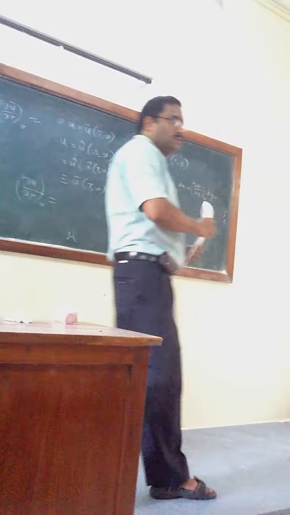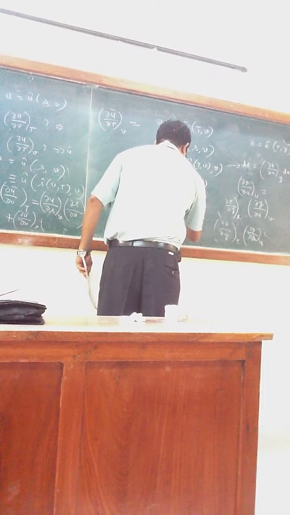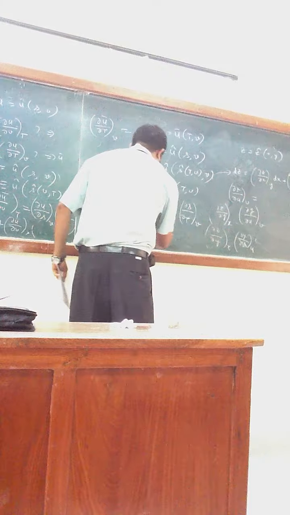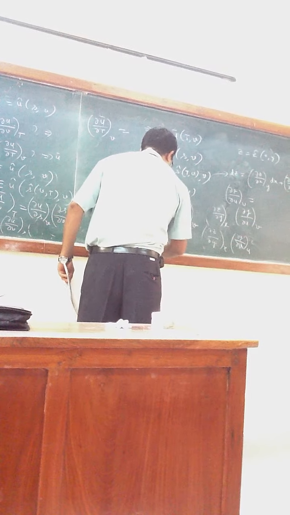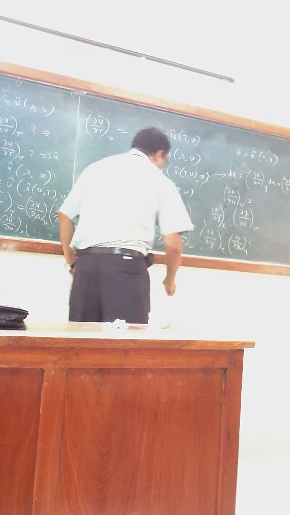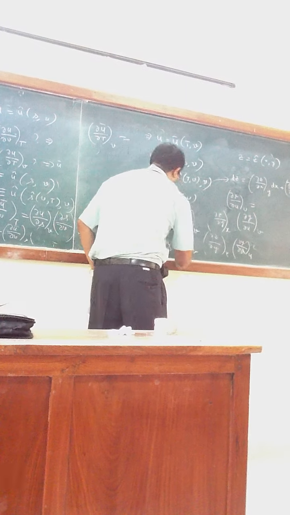Yes, sir. ∂U/∂S at fixed V times ∂S/∂T at fixed V, plus ∂U/∂V at fixed S times ∂V/∂T at fixed V. So what will be this term? 0, because at fixed V. That's the thing. So easy.